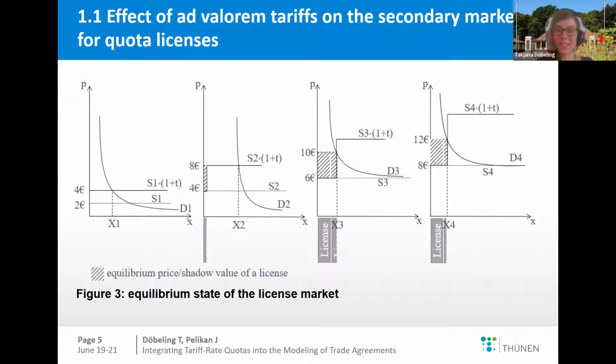If we now imagine, okay, well, we first have to say this is the ad valorem situation. So in an ad valorem situation, apparently, the licenses tend to wander a bit more towards commodities that are more expensive. And that's obvious because if we have ad valorem tariffs, more expensive commodities see a much higher opportunity cost of not getting access to this quota.